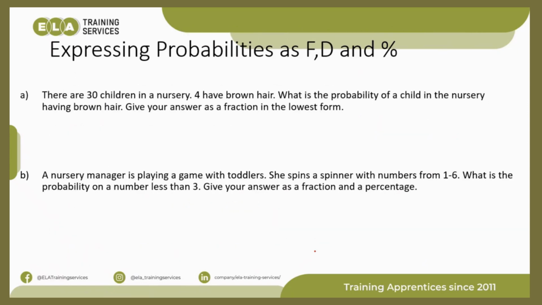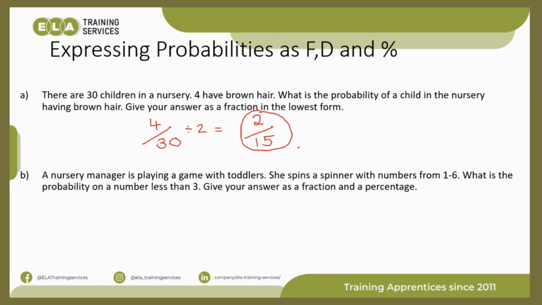Okay, so let's have a look at this. There are 30 children in a nursery and 4 have brown hair. What's the probability of a child in the nursery having brown hair? Give your answer as a fraction in its lowest form. So now we're going to use our skills from fractions to simplify. So the amount that we're looking for in our question is 4 and our total is 30. Okay, so we've got our fraction. Now we're going to simplify it, and both can be divided by 2. So we're going to do 4 divided by 2, which is 2, and 30 divided by 2, which is 15. And we cannot simplify that anymore. So our fraction and our probability of picking a child in the nursery with brown hair is 2 over 15.